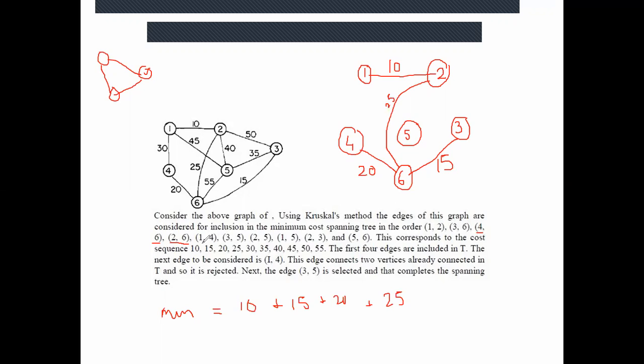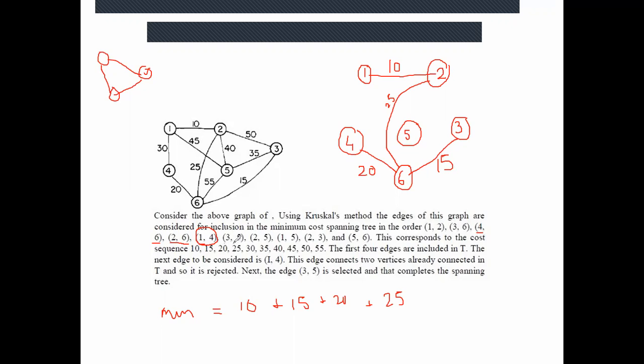Then Neha, which edge do I have to consider next? Ma'am, 1, 4. What is the weight of that? 30. Okay, now is it creating any cycle if I'm adding 1, 4 to my spanning tree? Yes, ma'am, it is creating a cycle. You can see now this cycle is there. You can go from 1 to 4, 4 to 6, then 6 to 2, 2 to 1. That means it should not be added to my spanning tree. So when you write down this step, you need to write that 1, 4 is creating a cycle, so rejected.